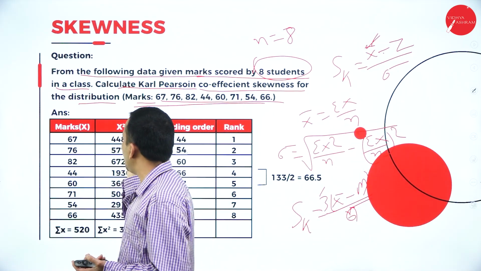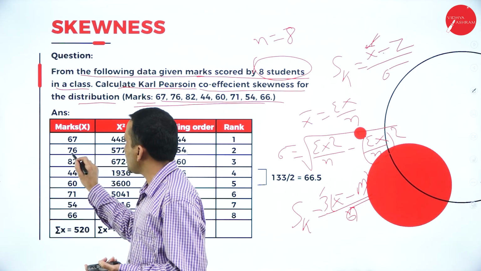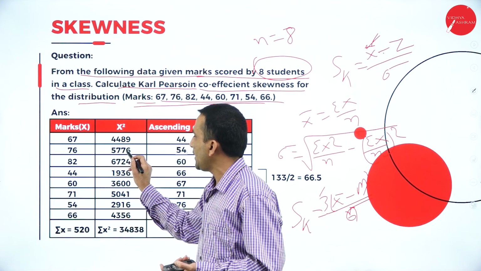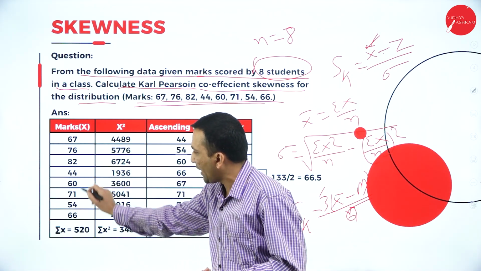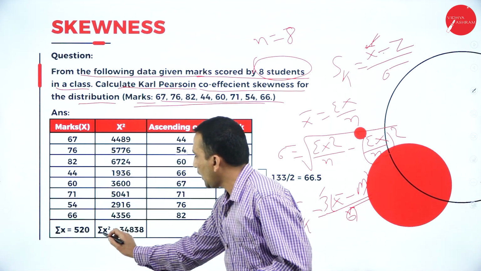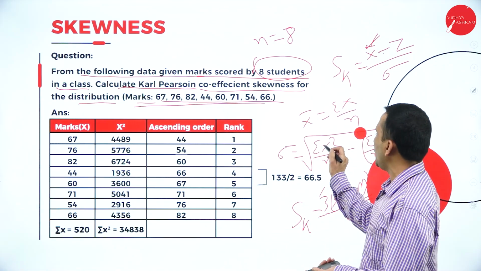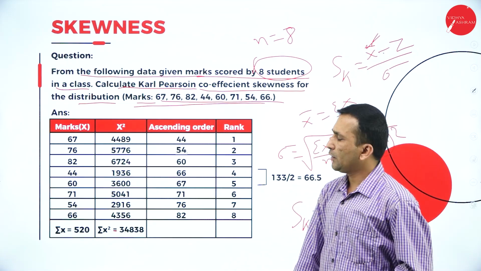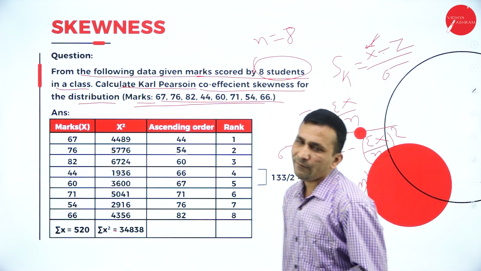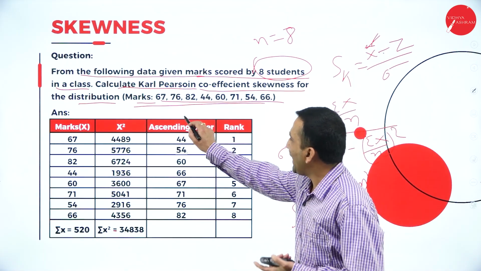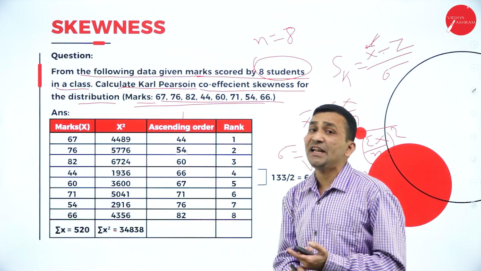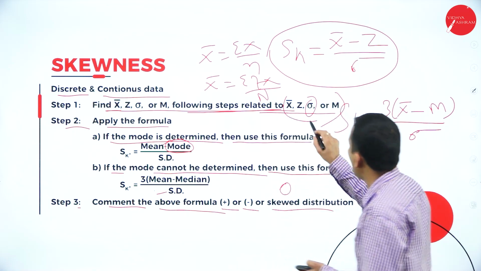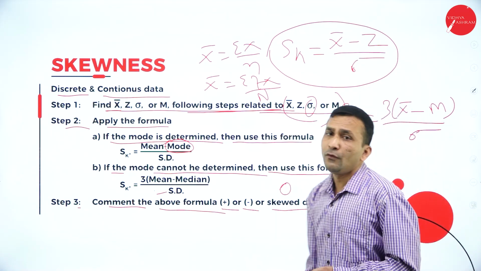Just 67 into 67, 4489. Okay, 76 into 76, 5776. Like this you need to take the square for all. According to the formula, sigma x square is required, so I took the total and got 34,838. Now, why is arranging in ascending order required? Because in the median case, we need to follow these steps.